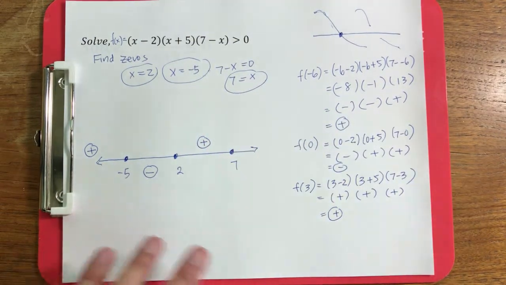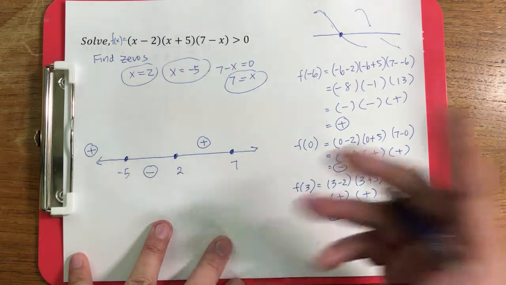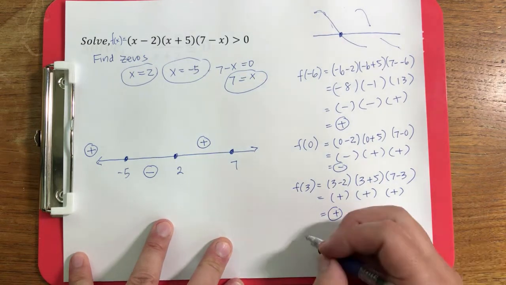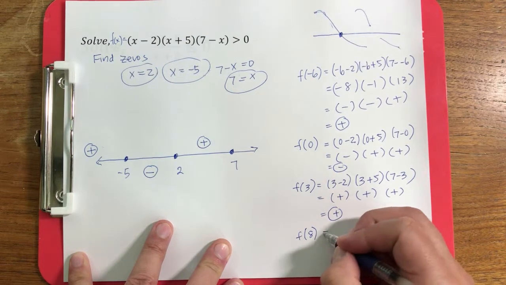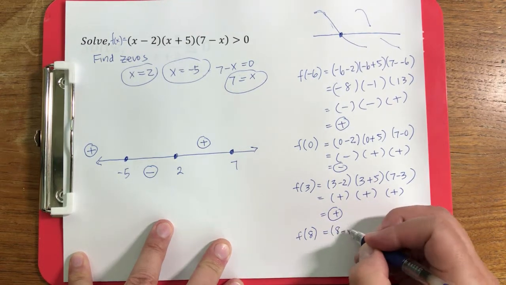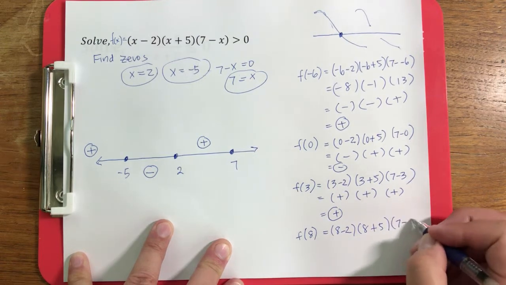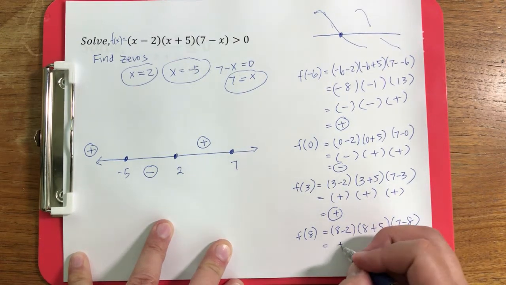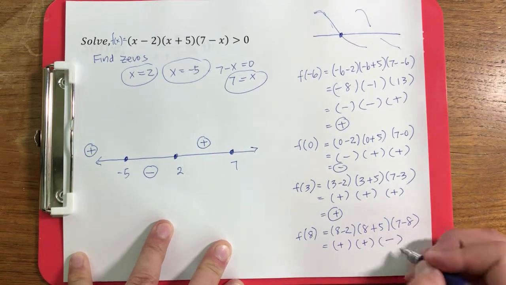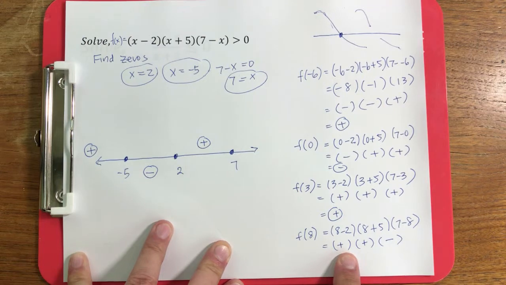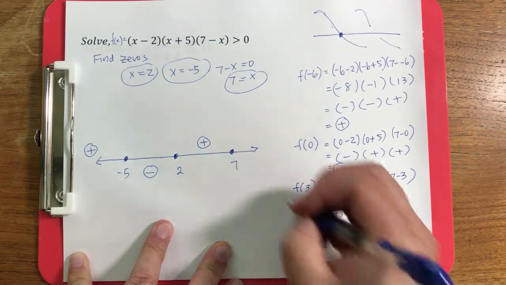Okay. Now let's do one last test point. Let's pick a number that's bigger than 7. We can pick 8, 9, 10, 11, a million. Let's just pick 8. So we'll get 8 minus 2, 8 plus 5, 7 minus 8, and we'll get plus, plus, times, minus. Plus times plus is plus, and then that plus times minus is minus.